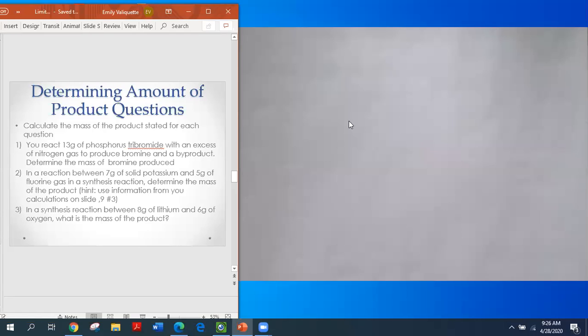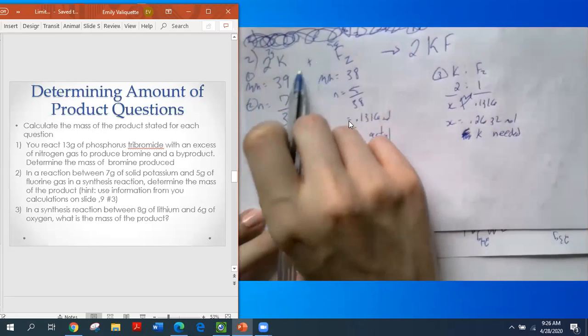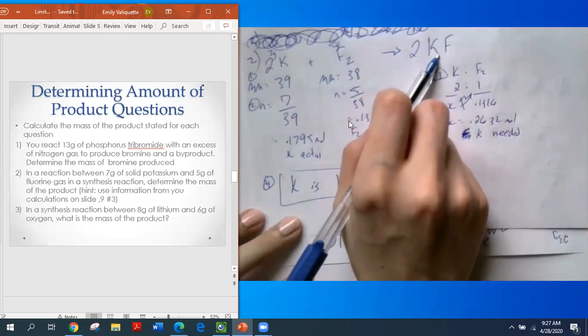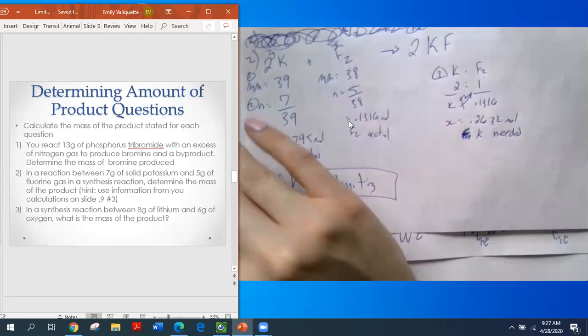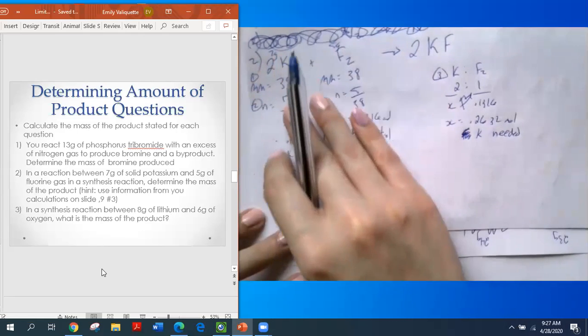Okay, so question number 2 says, in a reaction between 7 grams of solid potassium and 5 grams of fluorine gas, determine the mass of the product. Use the information that we calculated on question number 3, slide 9. So that is this calculation that we just went over, where we had the potassium and the fluorine making the potassium fluoride.